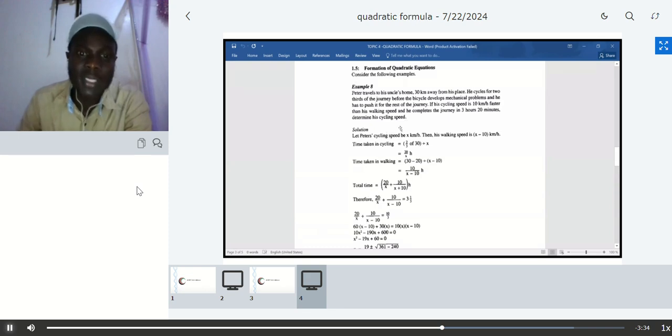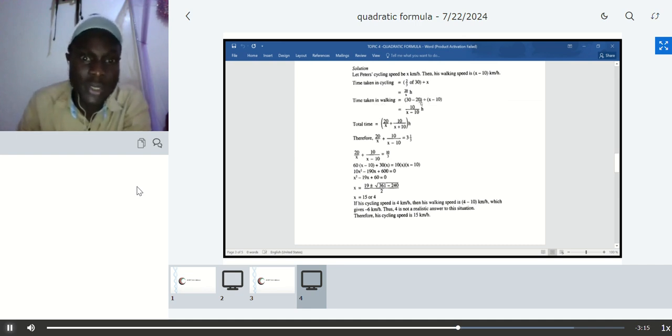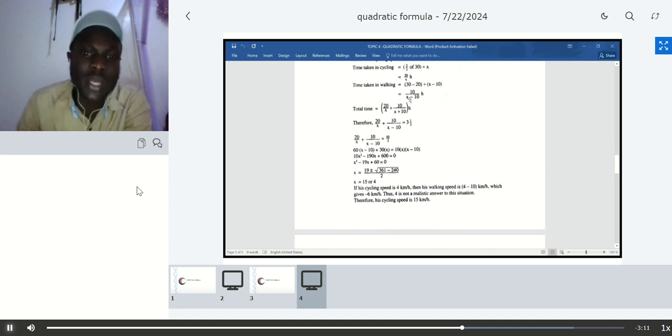Now we let Peter's cycling speed be x kilometers per hour, then his walking speed will be equal to x minus 10. When you calculate the time taken for the cycling, that is 2/3 of 30, you divide by x, that is 20 over x hours. Time taken in walking will be equal to 30 minus 20 over x minus 10, so it will be equal to 10 over x minus 10 hours. Our total time will be equal to 20 over x hours plus 10 over x minus 10 hours.